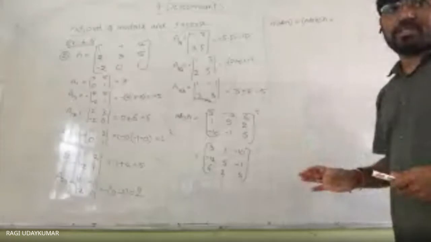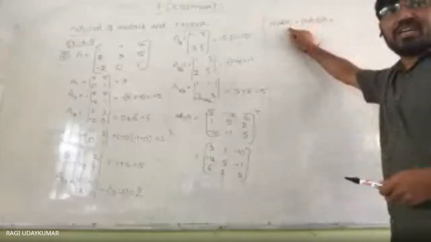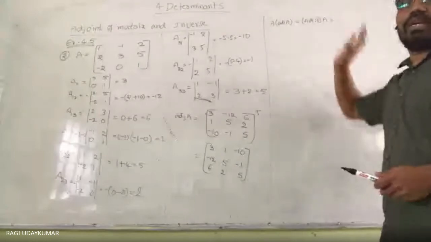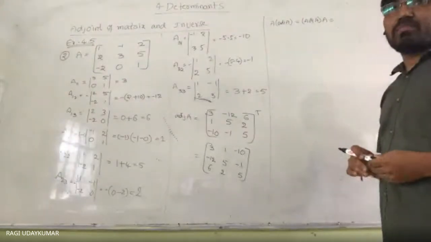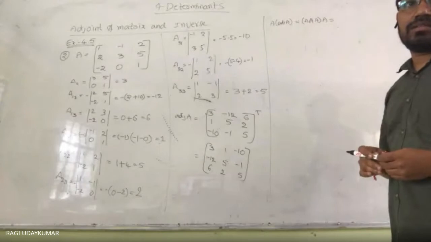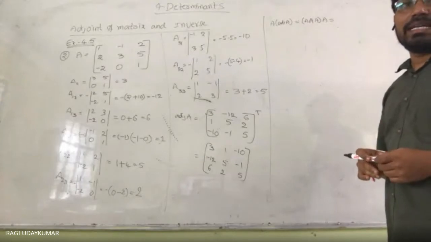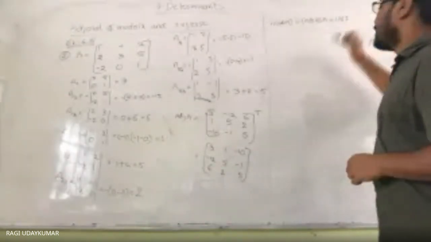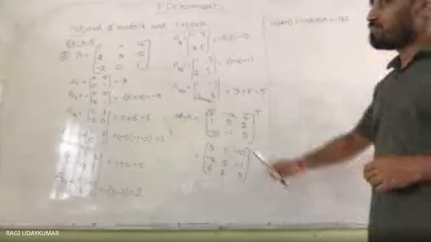Now it is clear. See, A into adjoint of A is equal to adjoint of A into A is equal to what do we get? Please try to remember the theorem we have proved. Determinant of A into I. We will get determinant of A into I. So if you multiply this, what is the determinant of this matrix? You can verify that if you want.